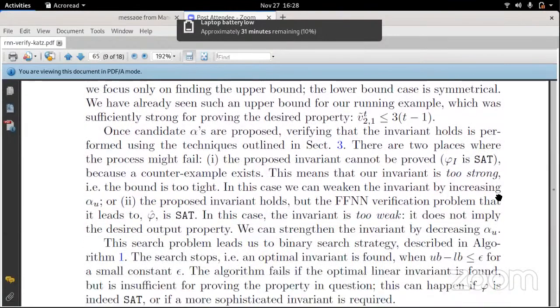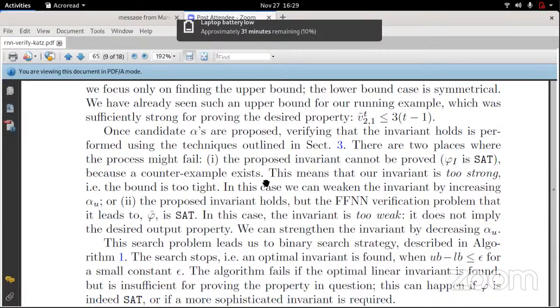I'll quickly go through this part, which tells exactly what they're doing. Of course, the template. Now you just need to find the right alphas. The idea is that you propose an alpha and then check whether it is an invariant or not. Checking whether it is an invariant is something that we have seen already. They say there are 2 places where this process might fail. The first is that the proposed invariant cannot be proved because you have a counterexample to the safety or to the inductiveness. So the proposed invariant is not inductive.